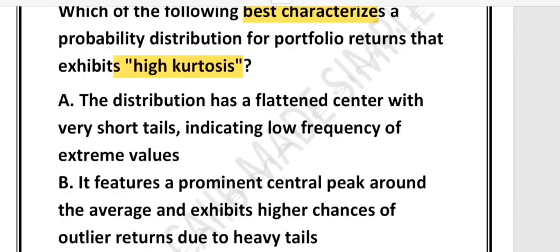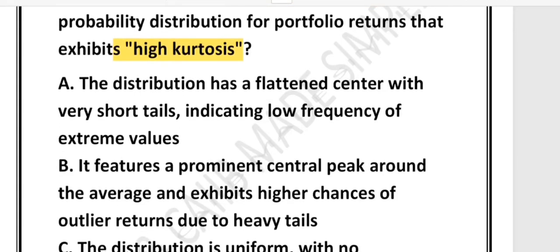Now let's look at the options that we have. Option A, a flattened center with a very short tail, is completely wrong.